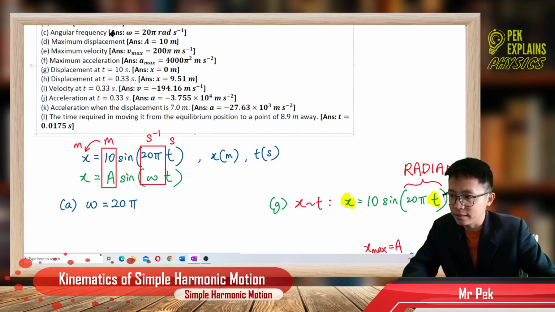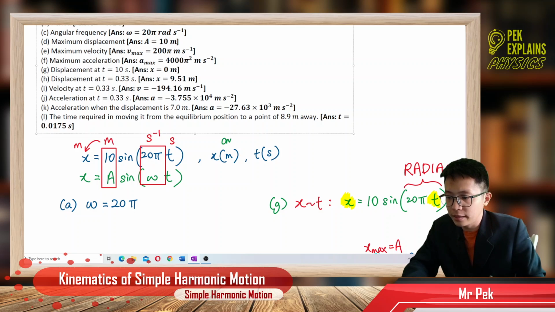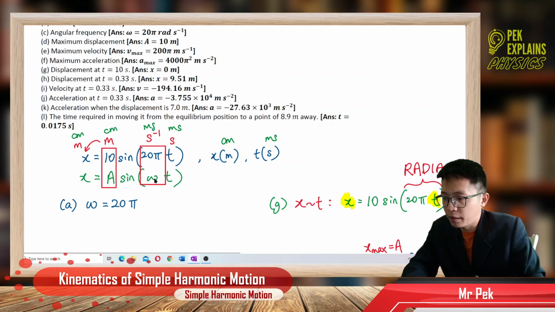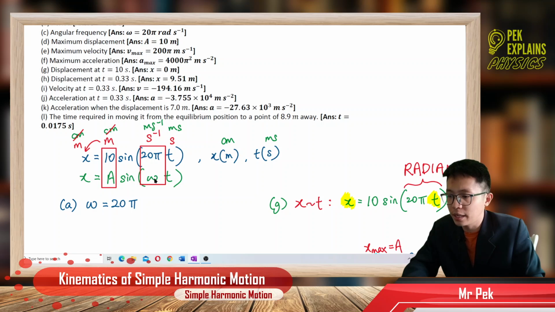So let's say the question is changed a bit. If the question says that x is in centimeter, then the amplitude will also be centimeter. If the time is in millisecond, then the omega will be per millisecond. Okay, because they can be cancelled out. This unit can be cancelled out. Centimeter cancels with centimeter, millisecond cancels with per millisecond.